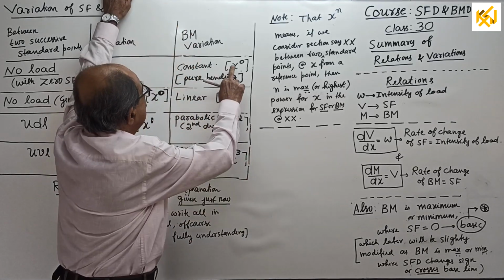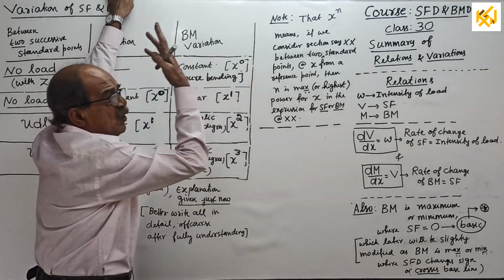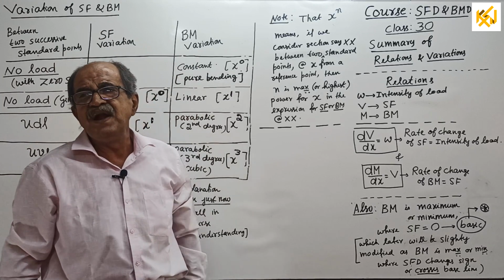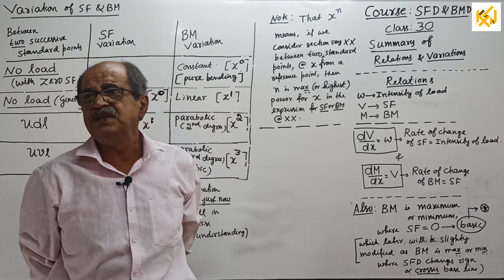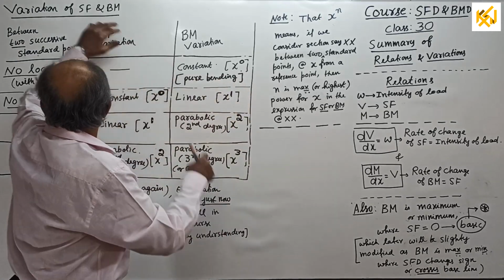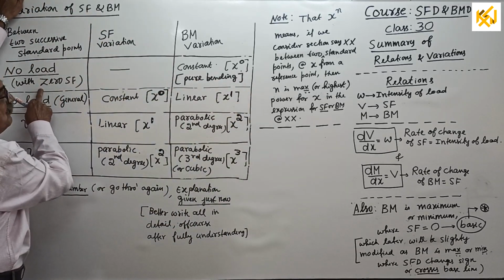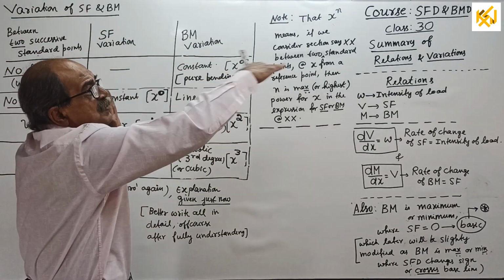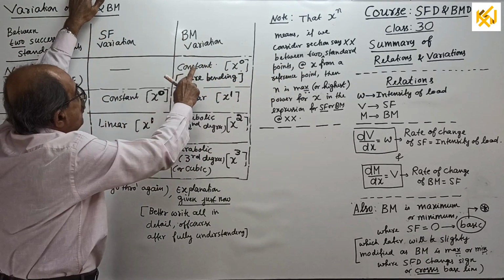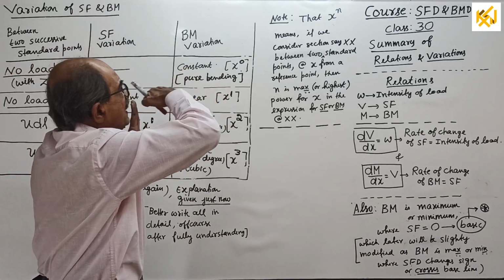Okay, now constant means x power 0. Suppose the bending moment is 80. Yes, 80 means 80 into x power 0, and x power 0 is 1. So remember, with no load and no shear force, BM is constant. Constant means it will be parallel to the baseline.